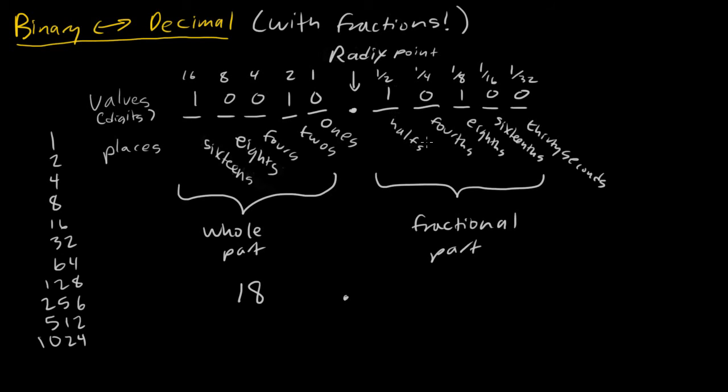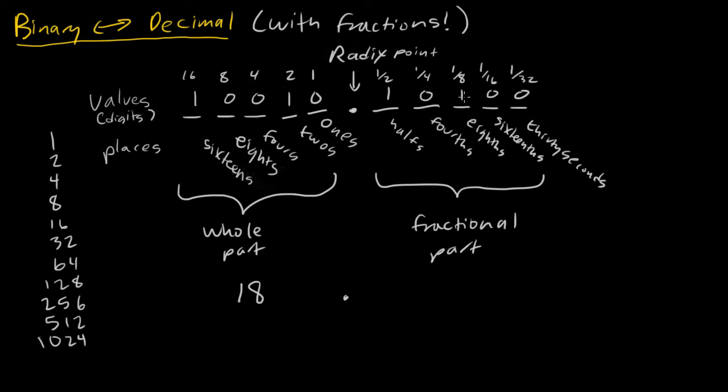Okay, and then I'll look at this part. So this is where we do the exact same thing as before. We sum up the place times the value. So 1/2 times 1 is just 1/2.